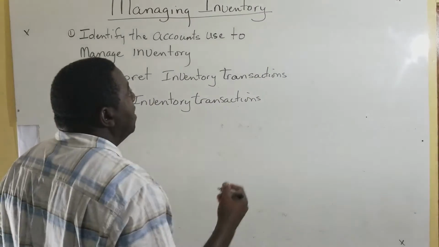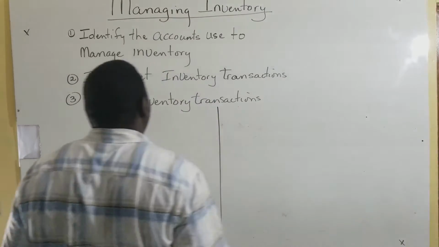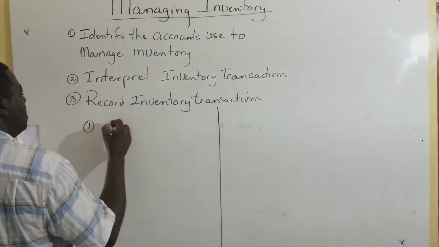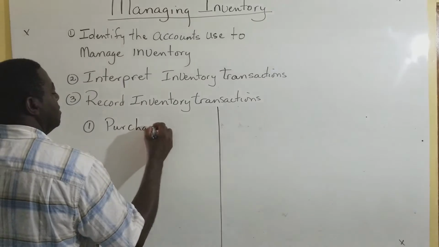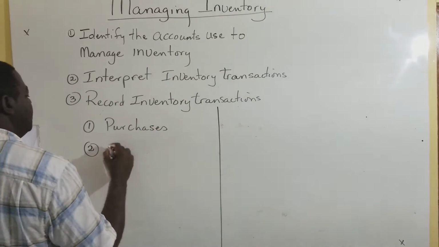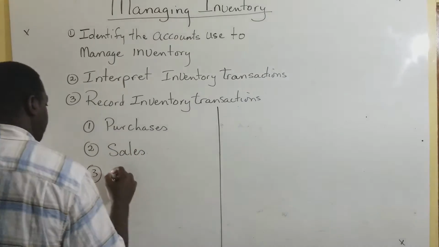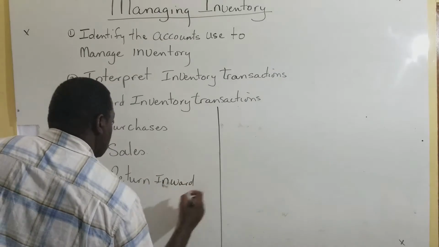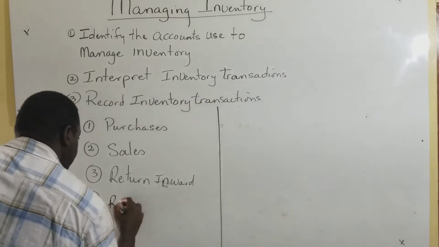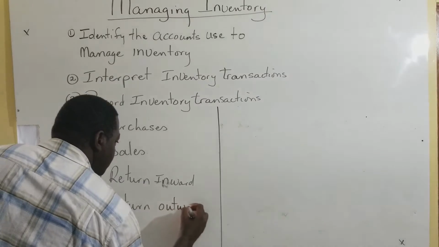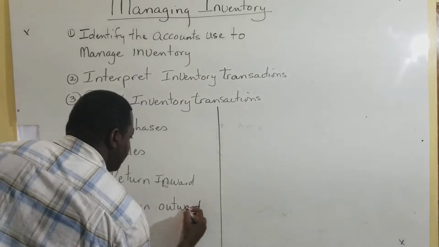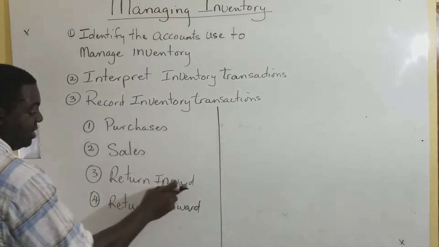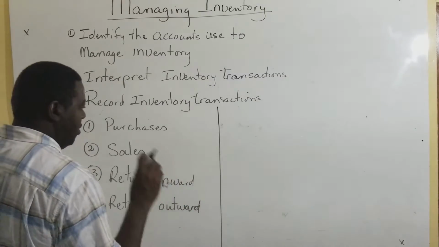Let's get it on. So, the first thing that we'd like to look at this time would be to identify the accounts used in managing inventory. One, the purchases account. Two, the sales account. Three, the return inward, and four, the return outward. Now, the return inward is also called sales return, and the return outward is also called purchases return.